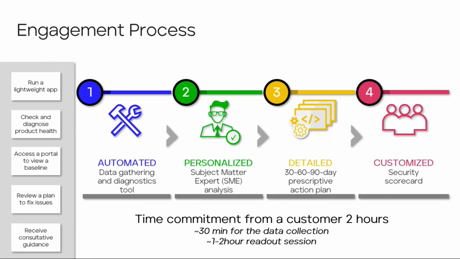Let's go to the next slide. So the engagement process is quite simple, right? Usually just a 6-step process to get from engagement to completion of the engagement. The service incorporates a lightweight application that's memory resident, and doesn't require installation into EPO or installation on any endpoint. It's automated. It gathers data, and then it uploads it to our HealthWatch portal if there's an internet connection.